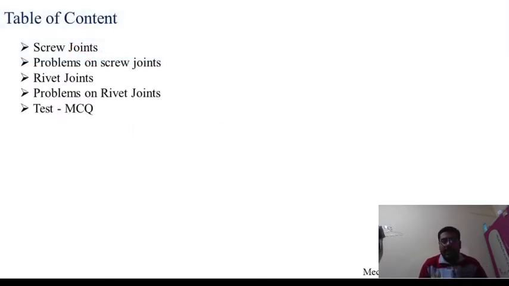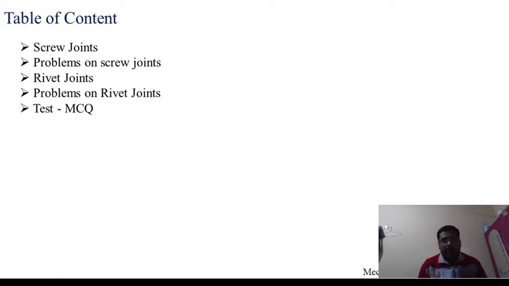These are the table of contents we study in that second chapter. First, screw joints, with full details about screw joints. What are joints? What are the types of joints? What is the purpose of using joints? Where can we use these screw joints? What is the relation between joints and rivets?